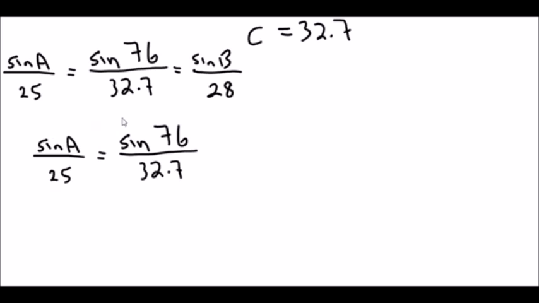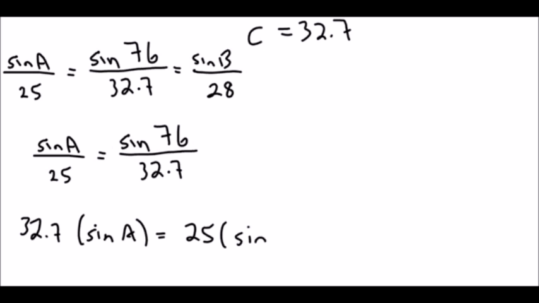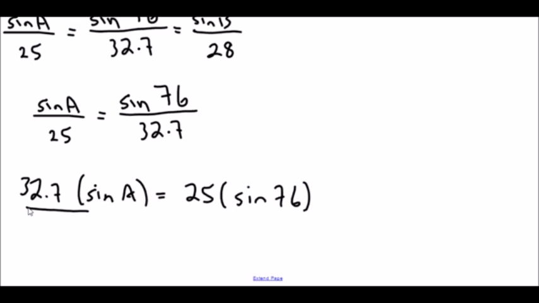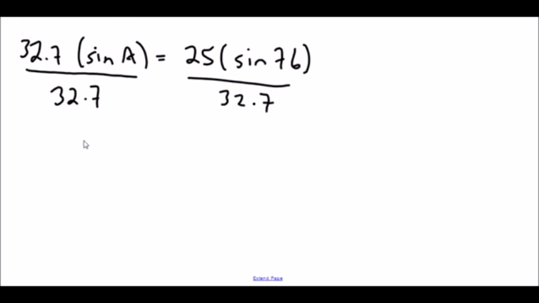So how do I find this? Well, because I have a proportion here, I can cross multiply. So I'll do sine A times 32.7. So now there's nothing to do there. That's just 32.7 times sine A. And then the other crossways will be 25 times sine 76. And then to isolate sine A, which is what I need to do, I need to divide both sides by 32.7. And that leaves me with just sine A equals all of this.